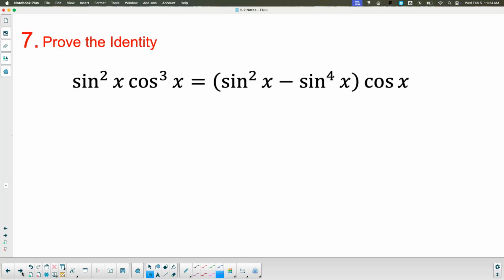Out of curiosity, both don't look very appealing, right? Both sides. Which side do you think looks more scary? Right side. I would say the right side also looks a little more scary. Yep. Okay, so I would work the right side on that one. Go for it.